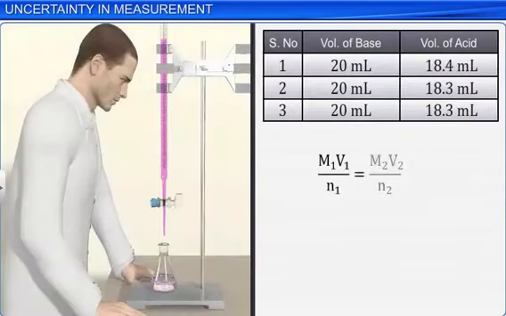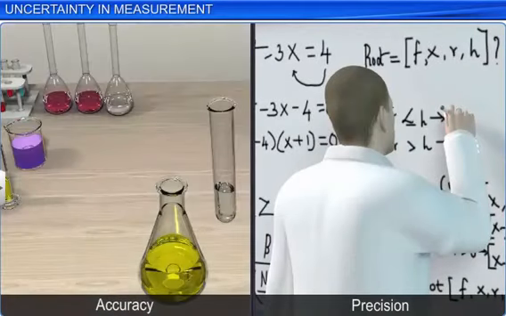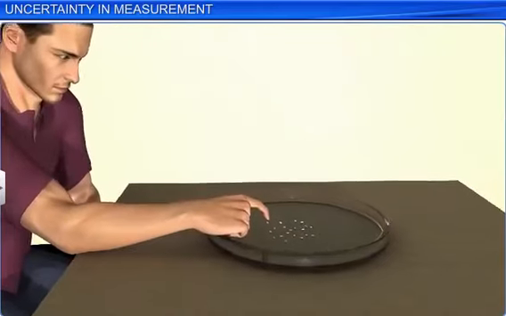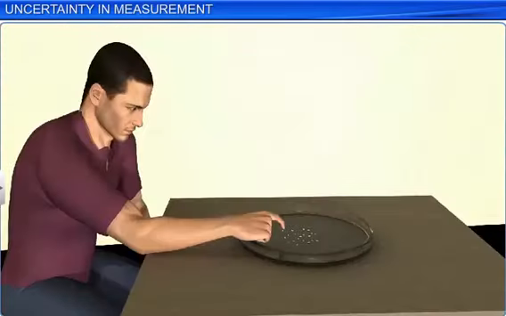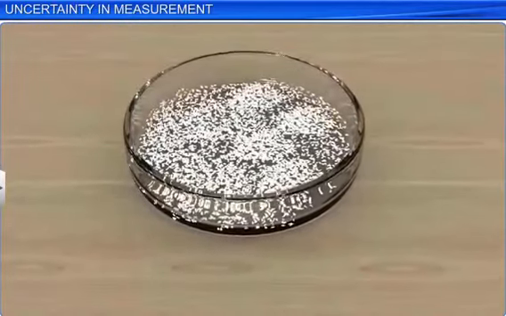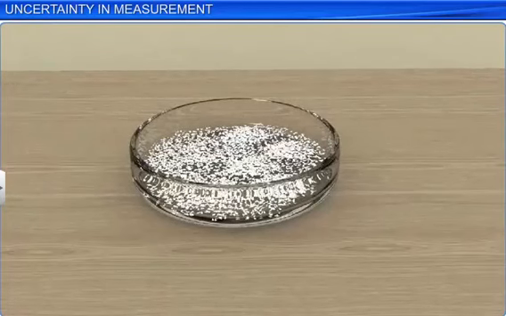When performing experiments, we often perform mathematical calculations on quantitative measurements to obtain accurate results. People often use the terms accuracy and precision interchangeably. But are accuracy and precision the same? Let's see. If we have few grains of rice scattered in the plate, we can easily count them and say that they are 20 in number. However, what if we were asked to count the rice grains in this bowl? We would count them, but due to the large quantity, we may not be able to confirm if our count is accurate.